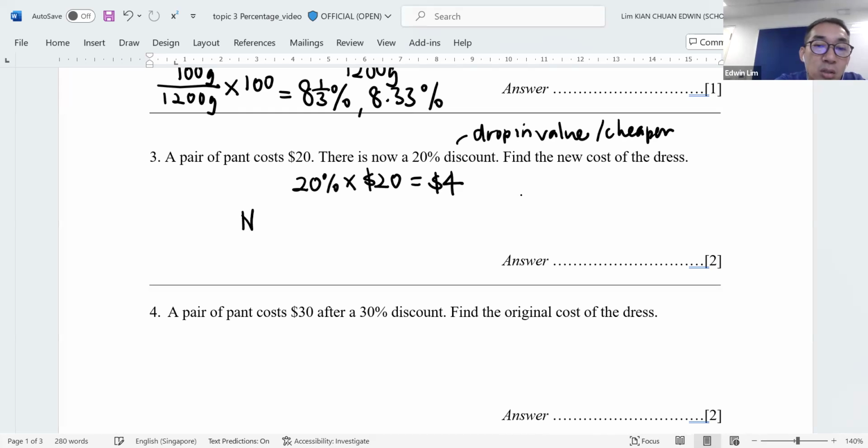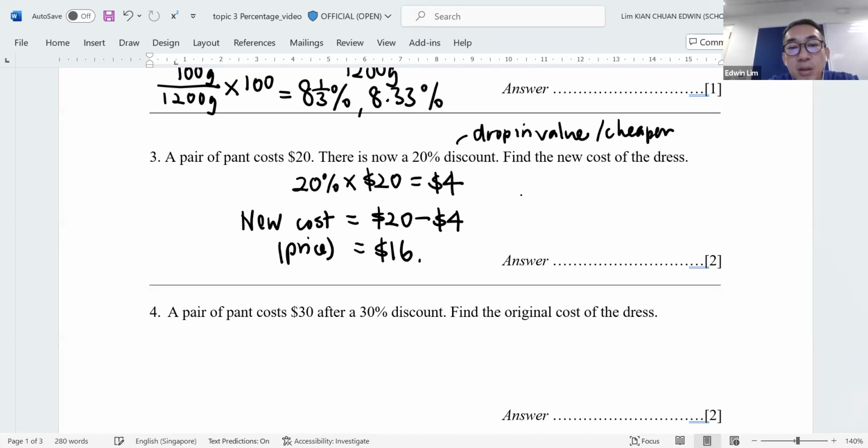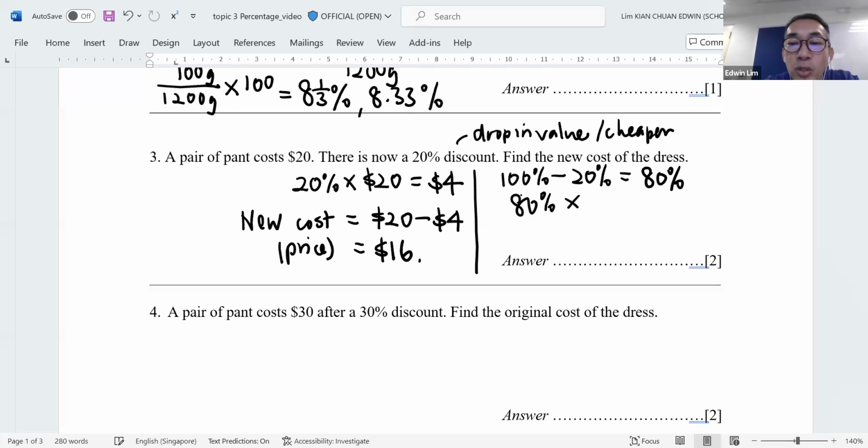So what is the new cost, meaning the new price? I can just use $20 minus away the $4 discount, so you can get $16. For some of you who understand percentage faster, you can straight away use 100% minus 20% discount, which means that the new pants now cost 80% only. All right, so 80% of the original $20, you get $16 as well. Up to you to decide what you want to use for question number 3.